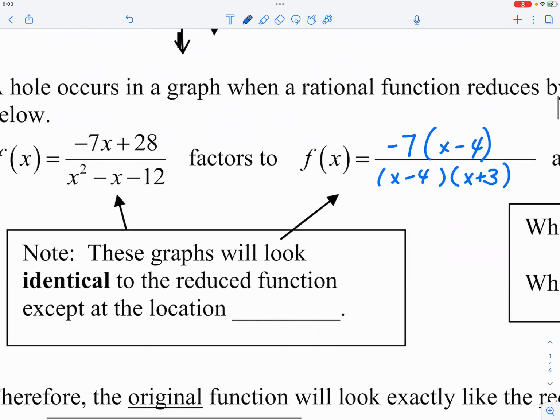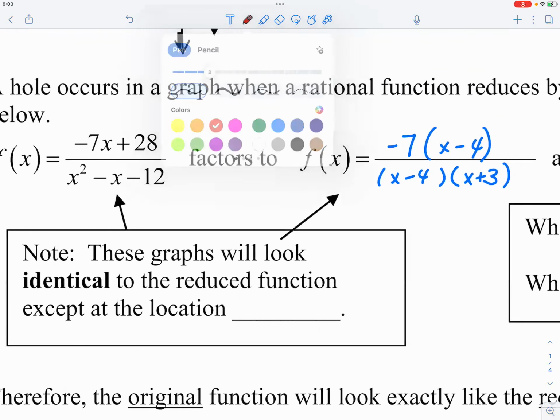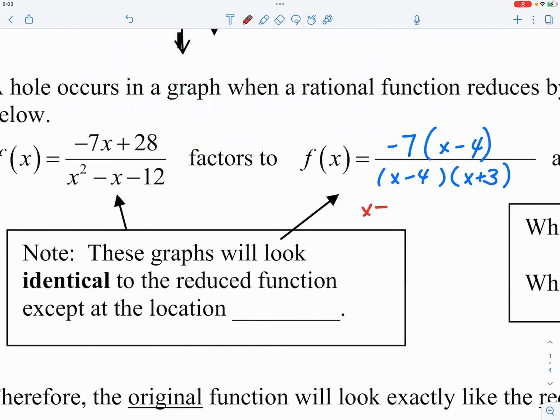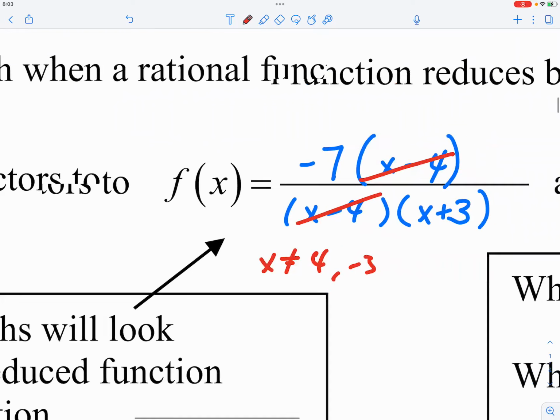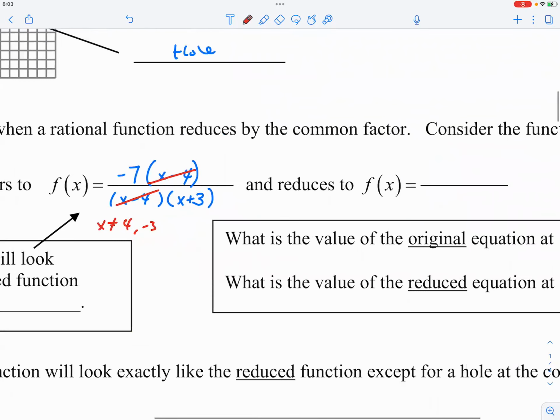Before we go any further, let me quickly ask you something. Can you tell me the restrictions? What can't x be? Wonderful. Now, can you see something special with the factored form? We can cross out x minus 4. So let's go ahead and cross it out, and therefore we reduce it to just negative 7 over x plus 3.